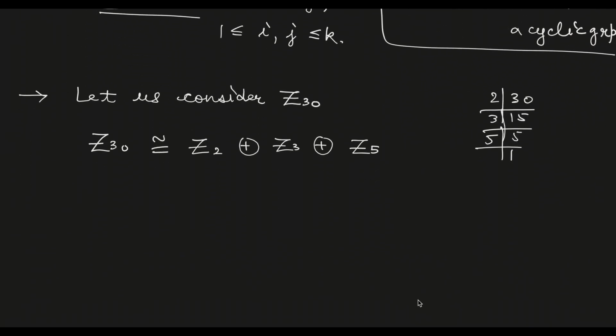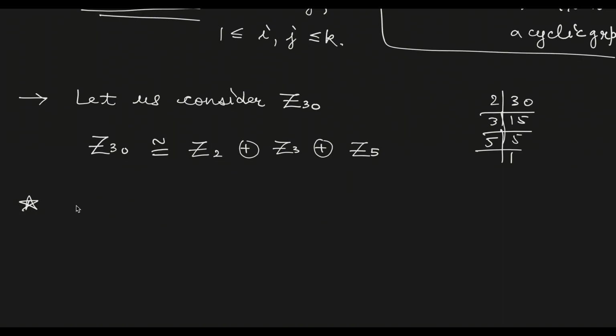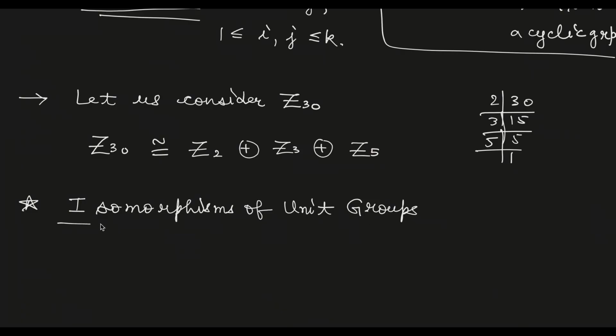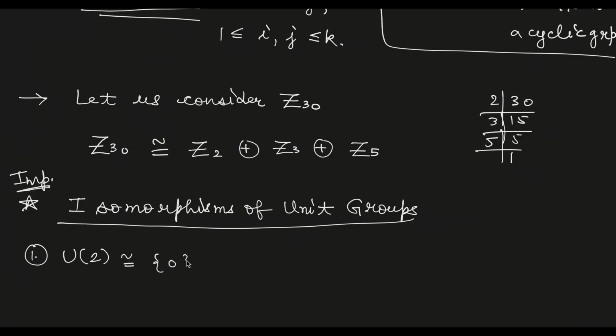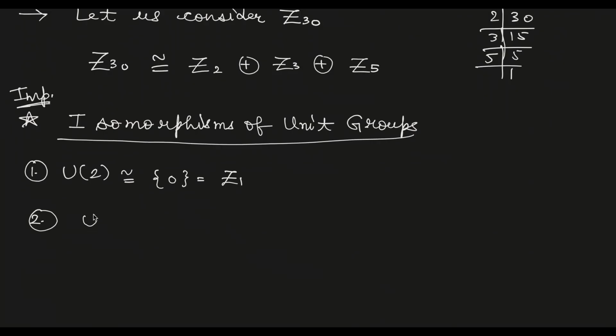Okay. Next, isomorphisms of unit groups. This is also important. First, U2 is isomorphic to 0, which is equal to Z1. U4 is isomorphic to Z2.